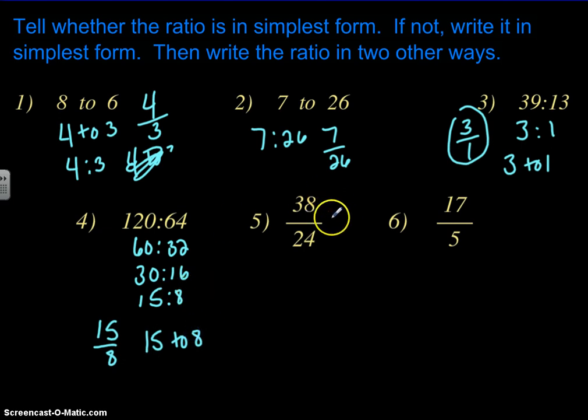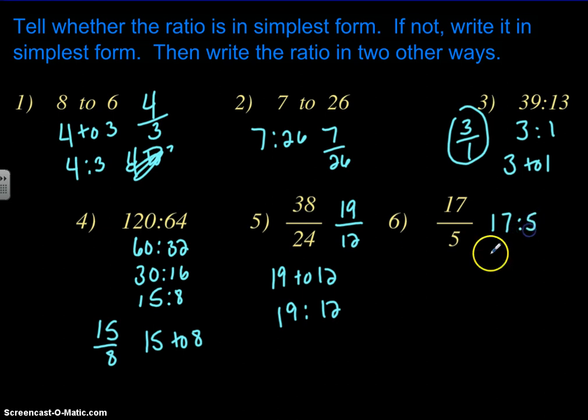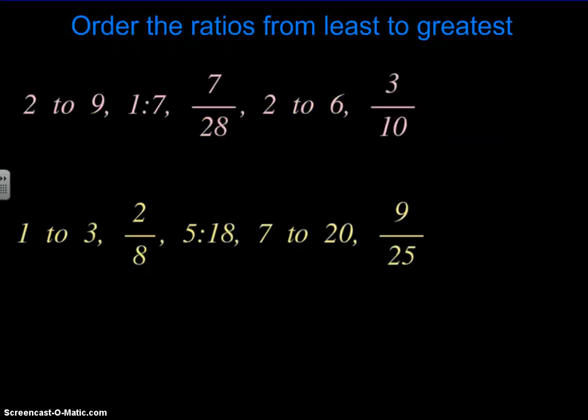Okay, 38 over 24 does reduce. We can divide by 2, that becomes 19 over 12. I can write that in two other ways, 19 to 12 and 19 colon 12. 17 over 5 is reduced. I'm just going to write it in two other ways, 17 colon 5 and 17 to 5. Okay, next page. Order the ratios from least to greatest.